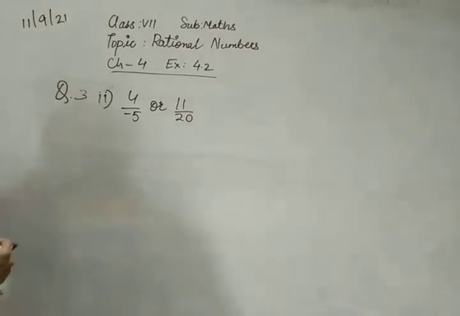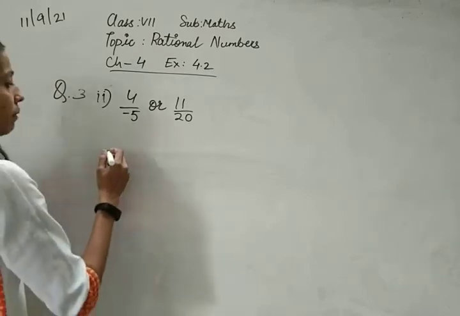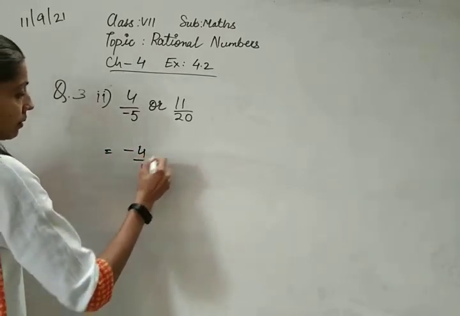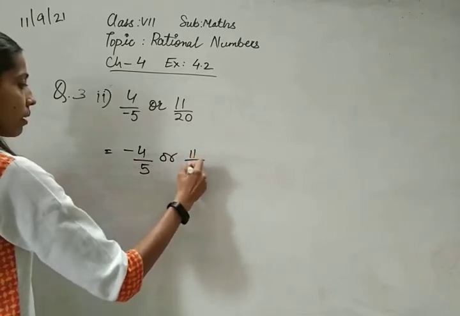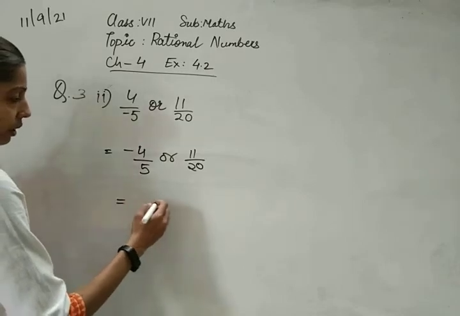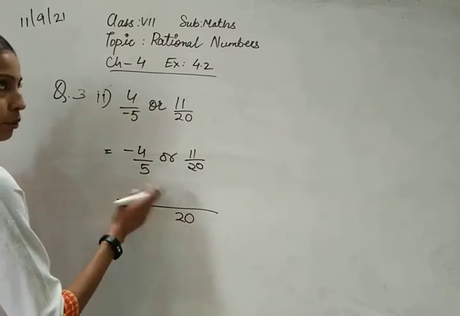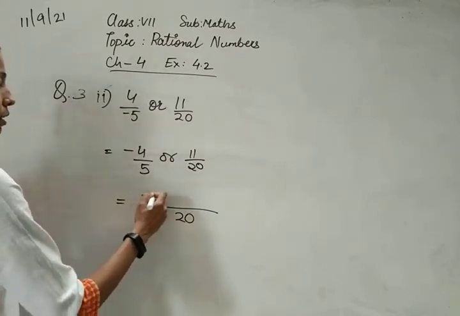Now in this question you have to tell, between the two rational numbers, which one is greater. Between these two rational numbers, which number is greater in the following pair. First write it like this. We can move the minus to any place, to the numerator or to the denominator. There will be no difference in that. Then you have to take the LCM. LCM will be 20. 5 times 4 will be 20. Minus 4 multiplied by 4.